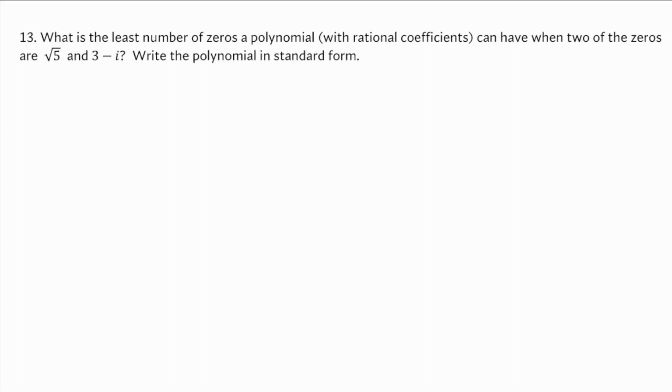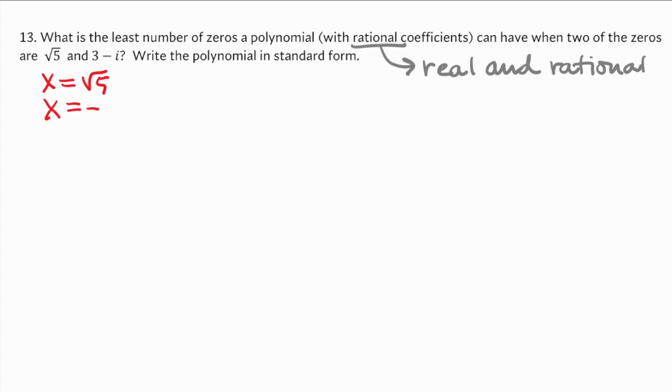Okay, so with rational coefficients, within rational we mean real and rational. The rational numbers are a subset of the real numbers. That's kind of a subtlety that I don't think I pointed out in the lesson. So we've got zeros at root 5 and 3 minus i. Okay, so we learned in the last unit that if x equals positive root 5 is a root of a polynomial with rational coefficients, then x equals negative root 5 also has to be. So I'm going to kind of get a running tally of my roots. x equals root 5, x equals negative root 5.